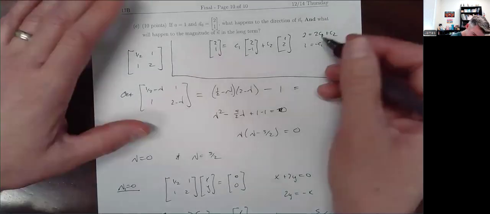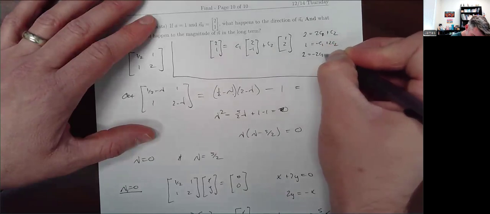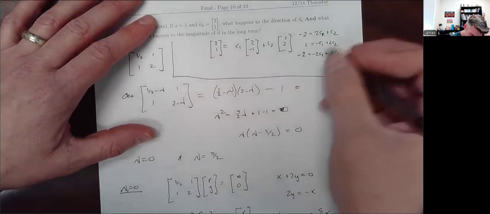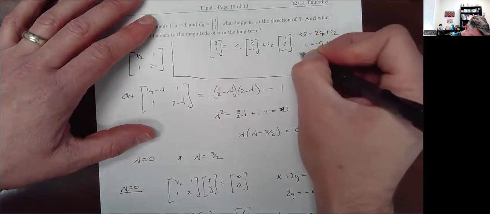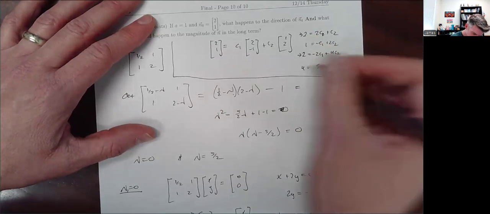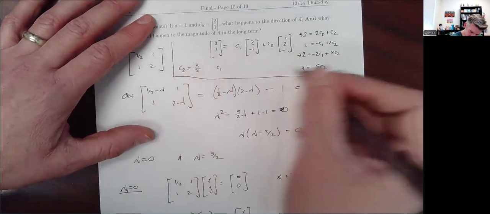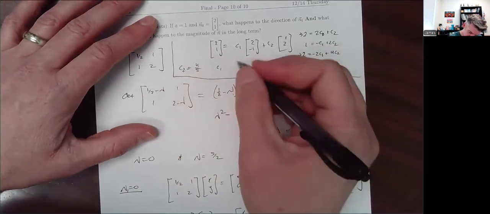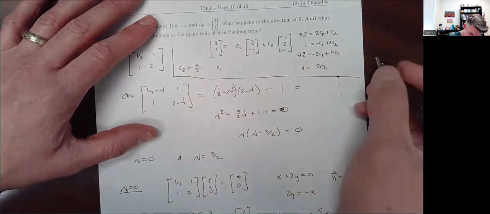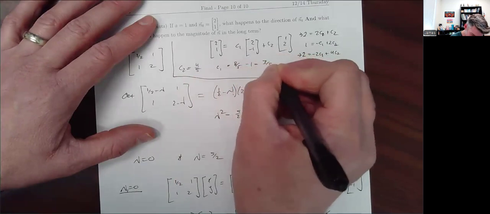Multiplying the second equation by 2, we have 2 equals negative 2c1 plus 4c2. Adding this one and this one together, we get 4 equal to 0c1 plus 5c2. So c2 is equal to 4/5, and then c1 is equal to 2c2 minus 1. So it's equal to 8/5 minus 1, which is 3/5.